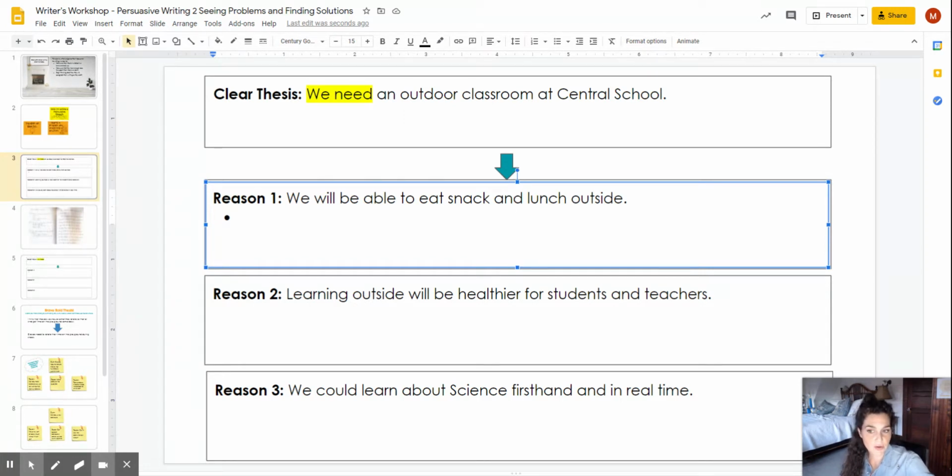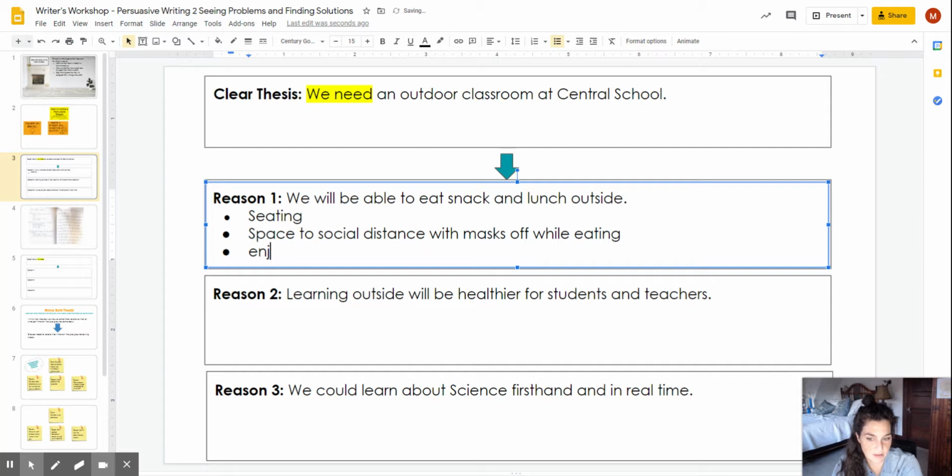If you wanted to go further, you could also just bullet point some ideas you might include. Because remember, this reason 1 becomes its whole own paragraph. So you might want to bullet point some ideas to include. So we'll be able to eat snack and lunch outside. There'll be more seating. Right now there's only seating in the playground area. There will be more space for social distancing, with your masks off while eating. We can enjoy the nice weather. All reasons why it'd be nice to eat snack and lunch outside if we had an outdoor classroom or outdoor seating area.